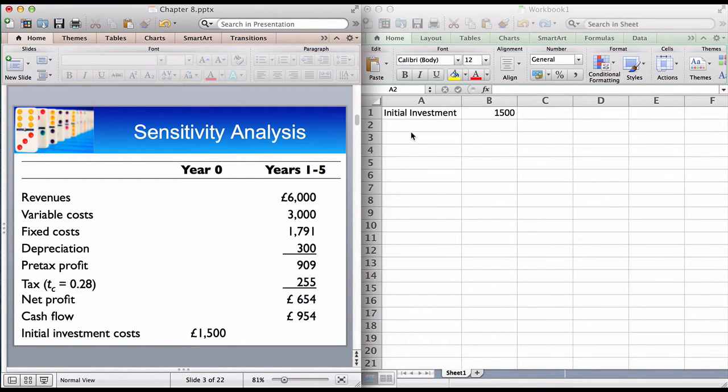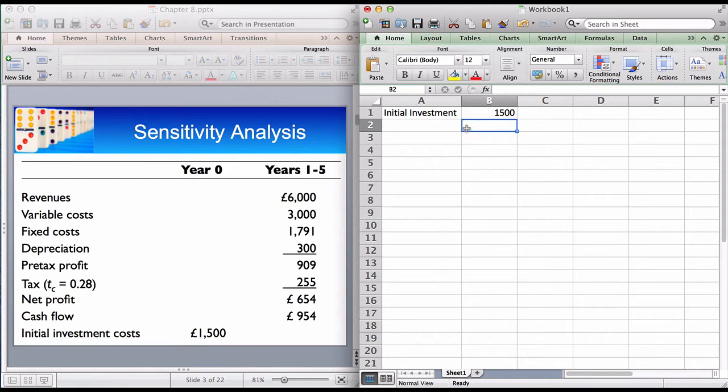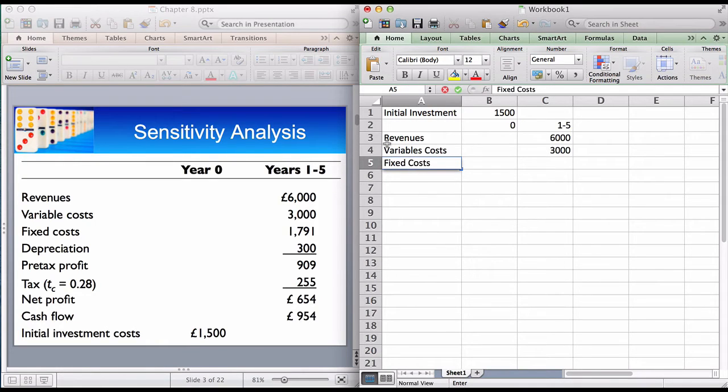So let's write down our income statement. So I've got years 1 to 5 here, and because it's a character or a string, it is left justified, so I need to change the alignment. We start off with revenues, and the revenues will be in years 1 to 5, and we'll write down 6,000. The variable costs are 3,000. The fixed costs are 1,791, and depreciation is 300.